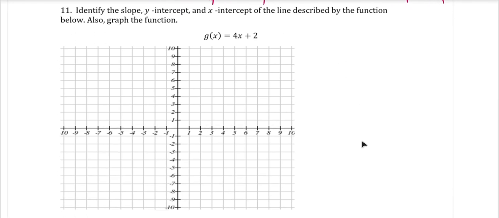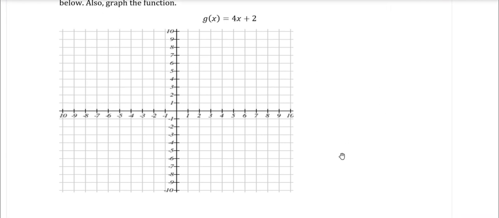Now, moving on, identify the slope, y-intercept, x-intercept of this line described by this function. Also graph the function. This is no big deal. All we want to do is identify the slope and y-intercept, since this is given in a kind of y equals mx plus b form. The y-intercept is 2, meaning that when my x value is 0, my y value is just 2.